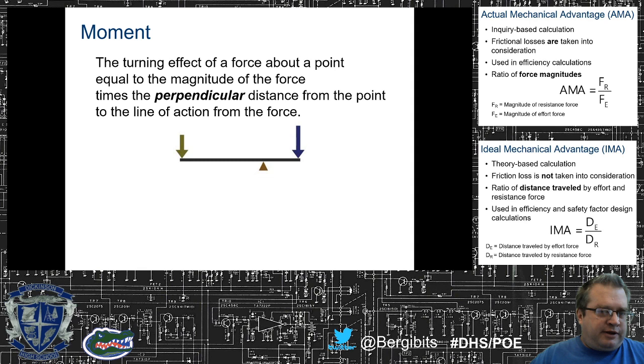Okay, so moment. It's not a moment in time. It's how physics works in this class. It's a turning effect of a force about a point, equal to the magnitude of the force times the perpendicular distance from the point to the line of action of the force. It's completely different than what you would think a definition would be, but if you go into the world of physics, this word takes on a whole new meaning.